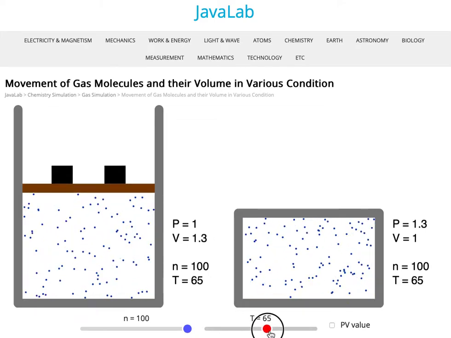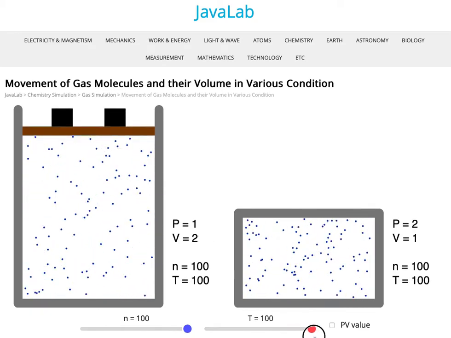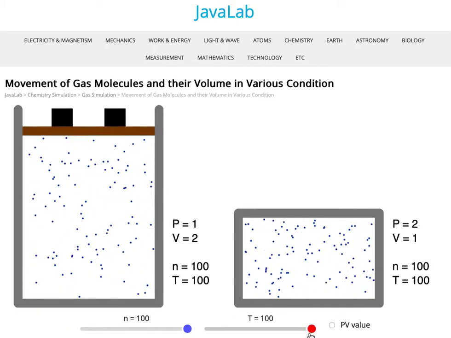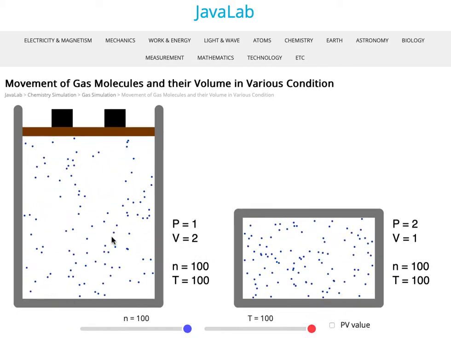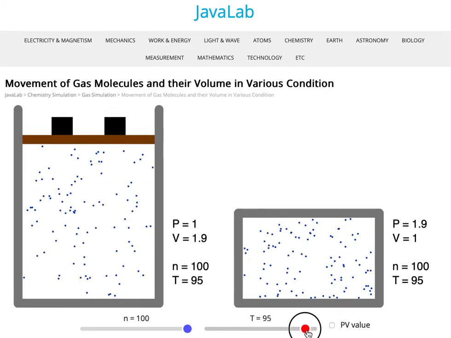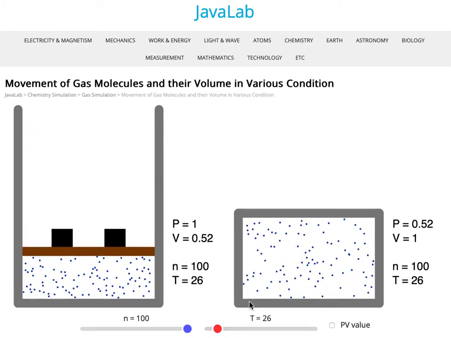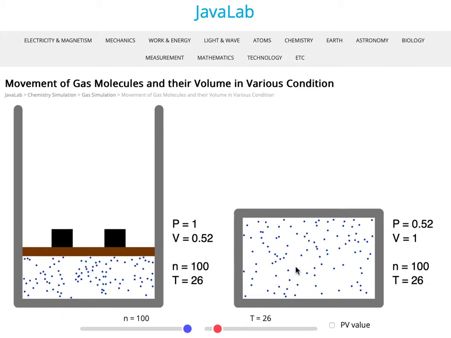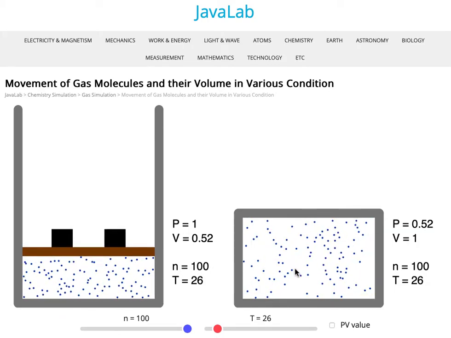And as you increase the temperature, you notice in both cases that the gas molecules are moving faster. So again, the bigger the temperature, the faster the gas molecules move. And the lower the temperature, the slower the gas molecules move in both of these cases here. So again, what temperature is, it just tells you how fast gas molecules move.